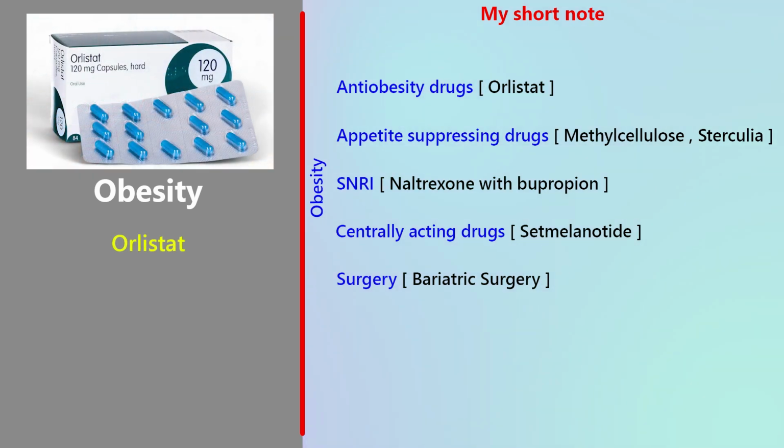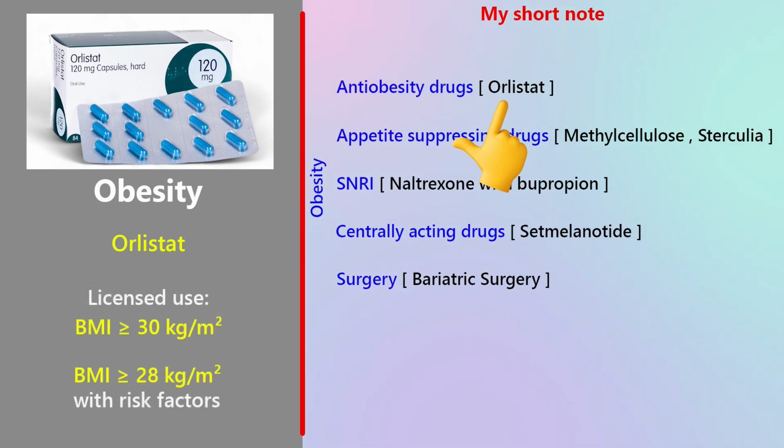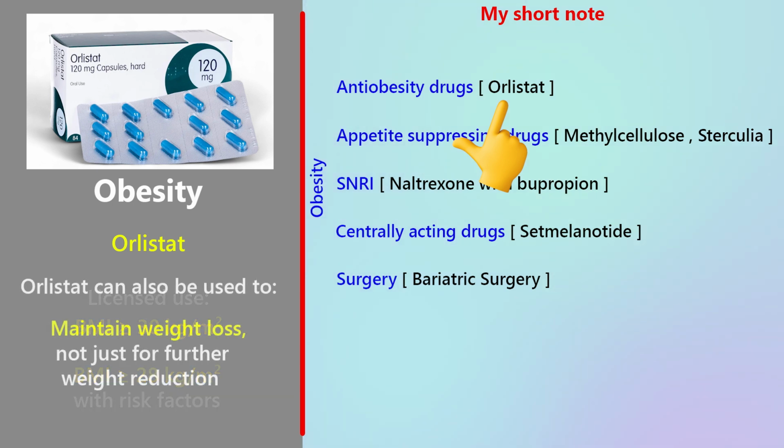Now let's focus on the key drug in BNF, Orlistat. Orlistat is the only anti-obesity drug recommended in the UK. It works by reducing the absorption of dietary fat in the gut. It is licensed for patients with a BMI of 30 kilograms per meter squared or more, or 28 kilograms per meter squared or more with risk factors. Orlistat can also be used not only for weight reduction, but also to help maintain weight loss.